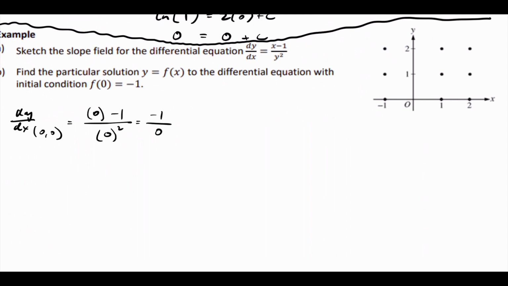Vertical. Just like that. So undefined is not a number, but it is a slope. We can draw the slope. Okay, so put your thinking caps on. Is there anywhere else that would have a 0 or an undefined slope? Anywhere y equals 0. So this guy, this guy, this guy.